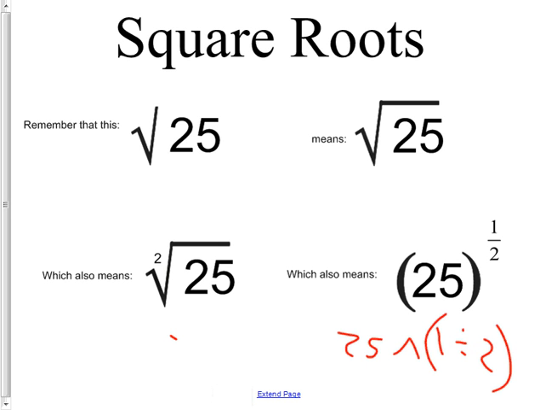Okay. I hope that your answer came out to 5. Raise your hand if it did. Okay, do you believe me then? So the 1/2 power means the same thing as square root.